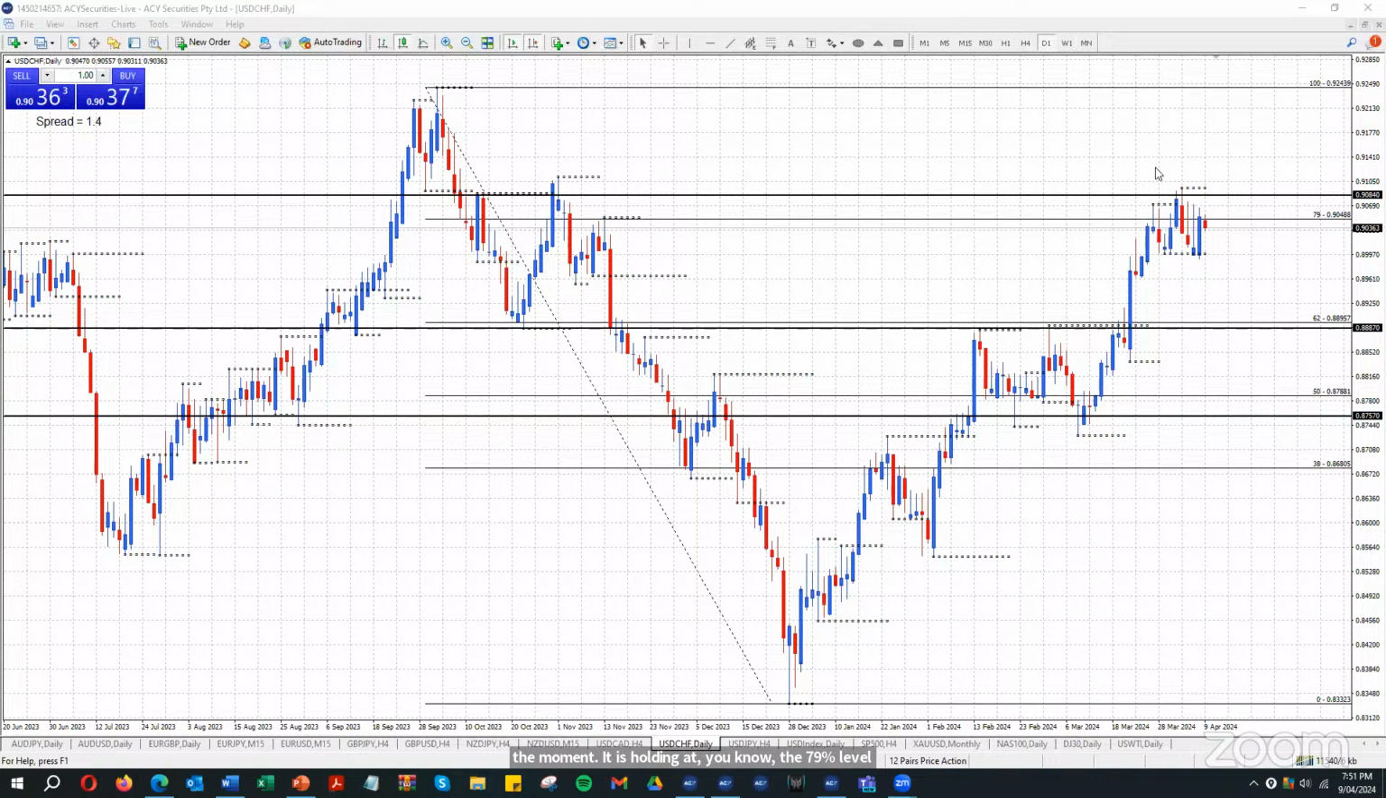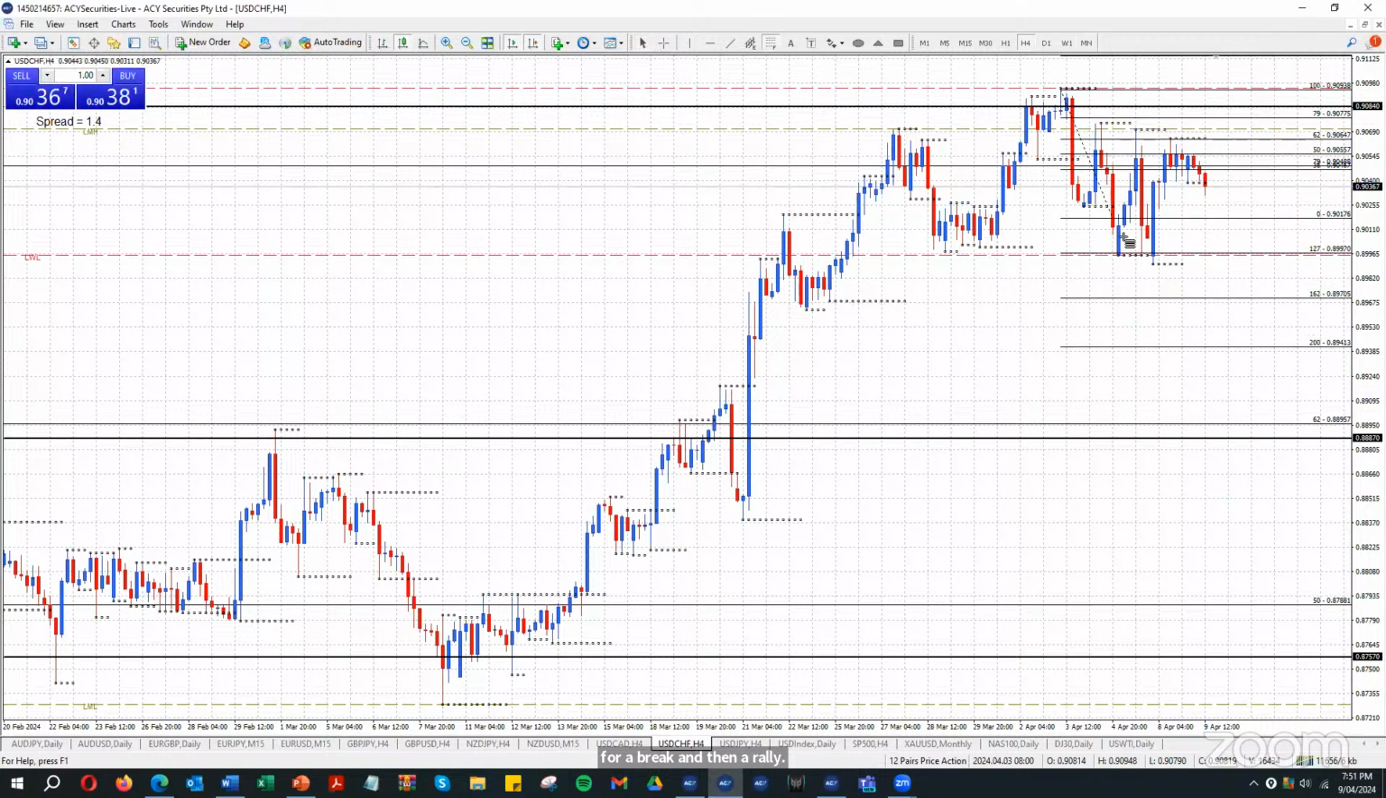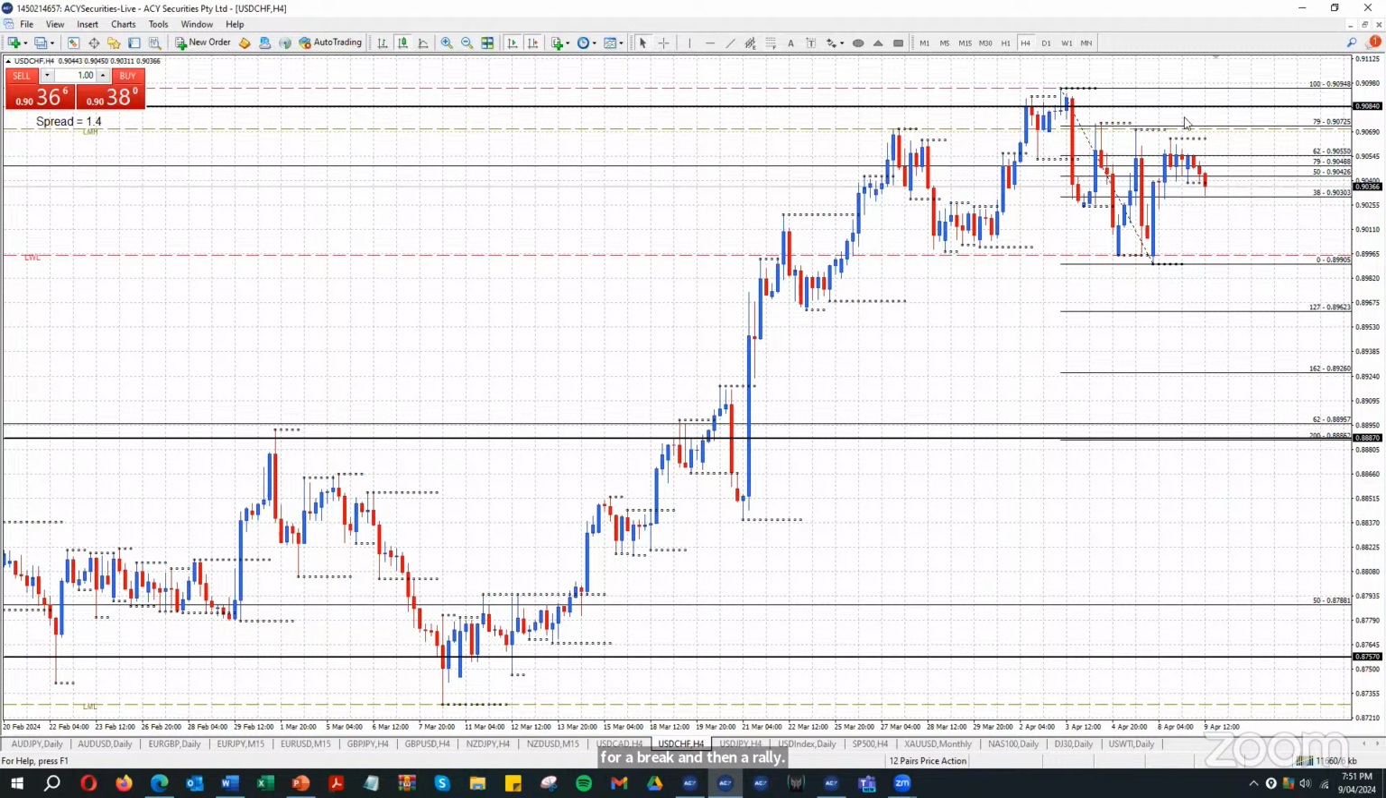So if you've got a sell bias, then as I just said, you can wait for a break and then a rally, or draw a fib across the range and see if we can get up to the 79% level and the monthly resistance level up here. So 90.72 to 90.84 would be where you would expect sellers to be.